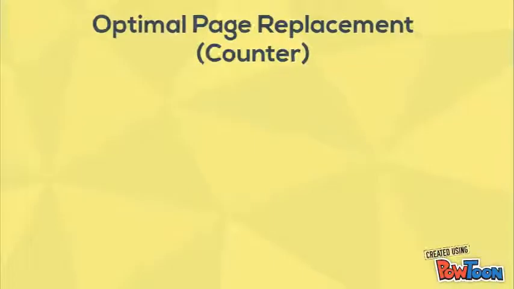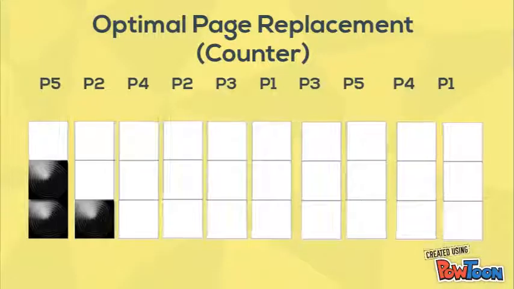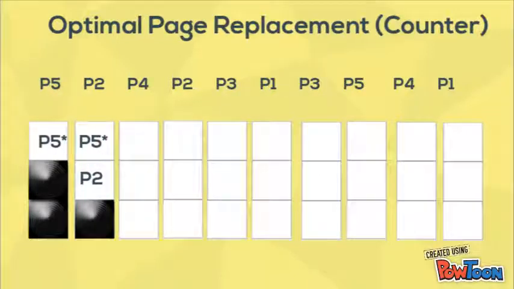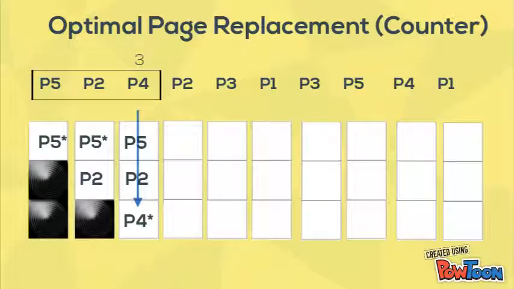Now let's solve the example using optimal page replacement counter. Let's copy the first and second page into our first and second columns. The same as LRU and FIFO, we put the asterisk in the first page. But unlike in LRU or FIFO, you can see that the asterisk in the third column was shifted to the third page, not the first page. That's one of the differences between LRU and OPT.